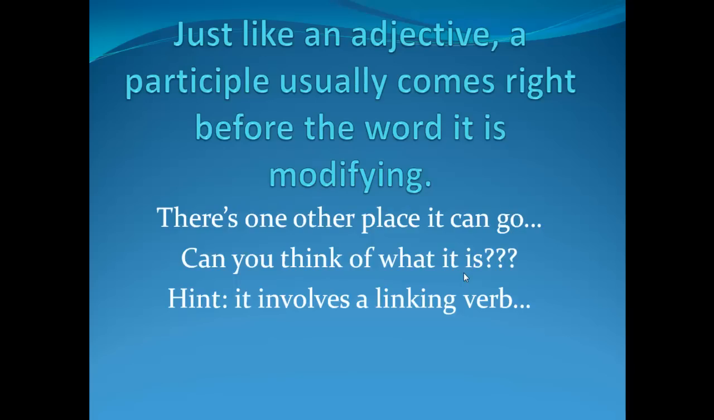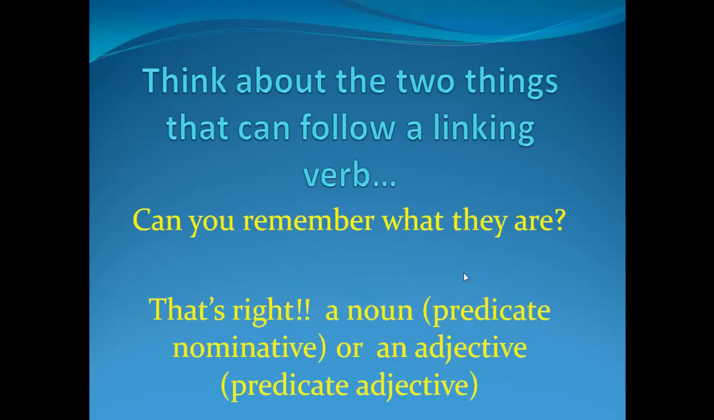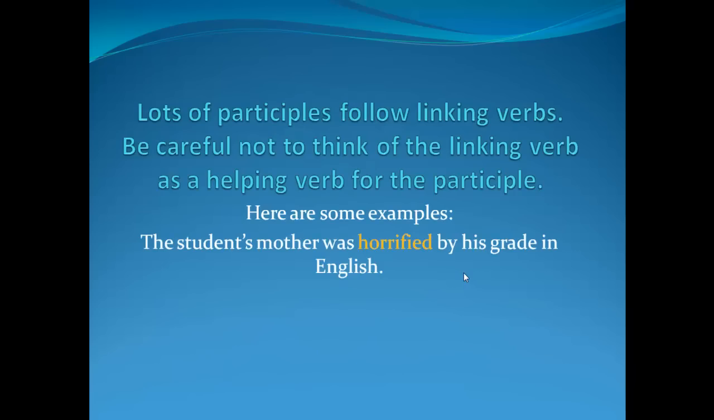I want you to think about what that is before I reveal it to you. And I'll give you a hint. It involves a linking verb. I'm going to count down 10, 9, 8, 7, 6, 5, 4, 3, 2, 1. Can you come up with it? What 2 things follow a linking verb? Can you remember what they are? A noun, which is a predicate nominative, or an adjective, which we call a predicate adjective.